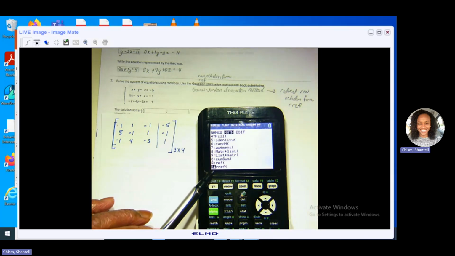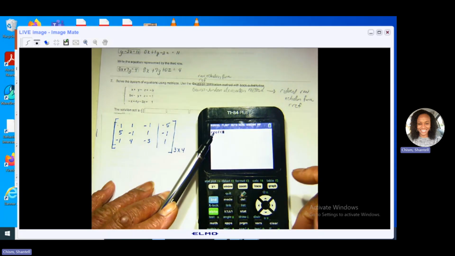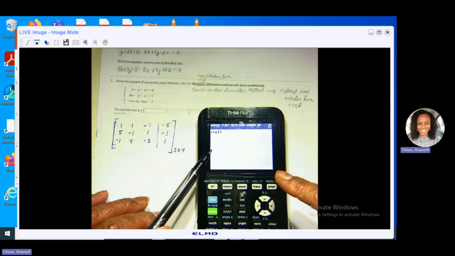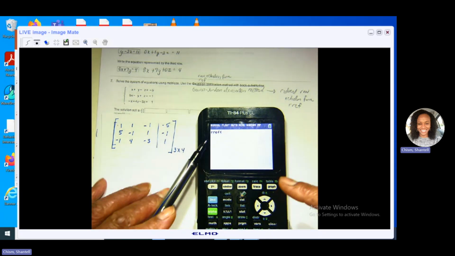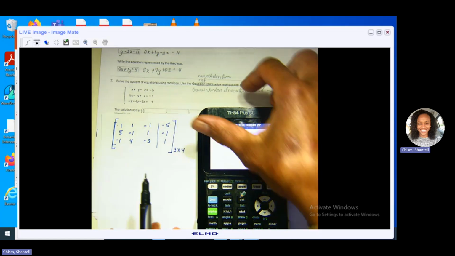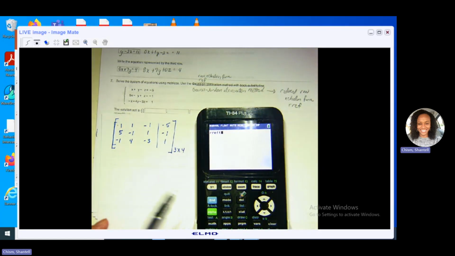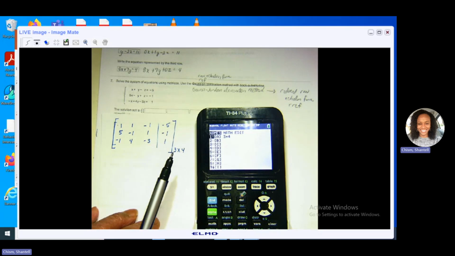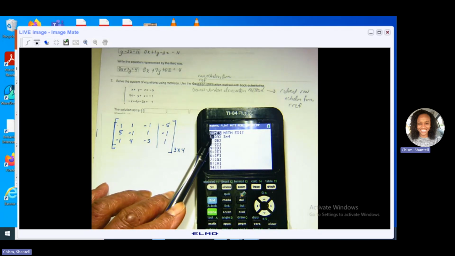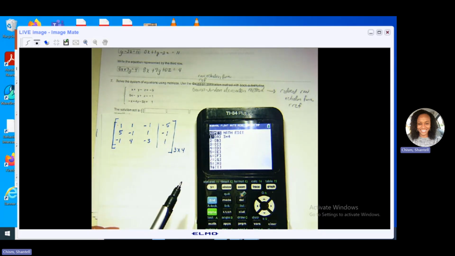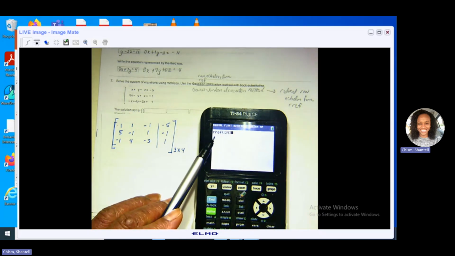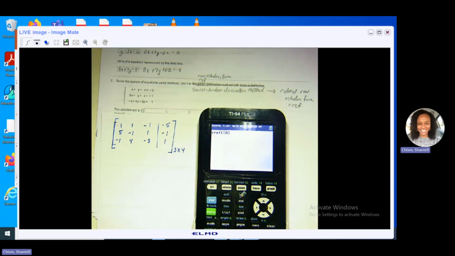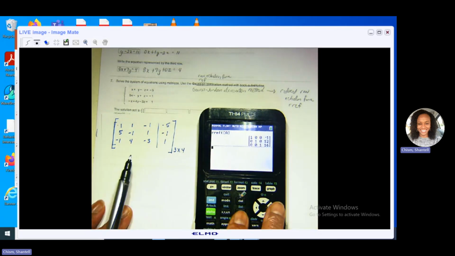So I'm selecting B, and it puts that on the home screen. Then I need to tell the calculator which matrix to perform this on. So I'm going to press second matrix again. And remember, I put it in A. A is the only one with anything in it anyway. Names is darkened, and one is highlighted, but I haven't chosen until I press enter. So it's going to perform reduced row echelon form on matrix A. I'm going to press enter, and there it is.